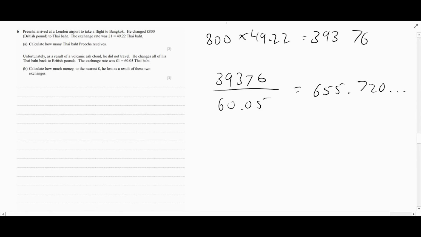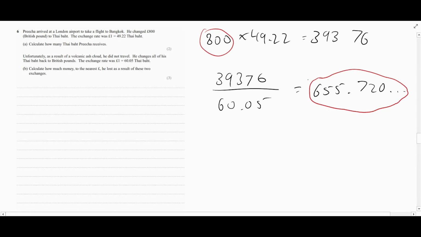So in this case, you have to realize that you're not taking away this number, because this is the amount in Thai baht. Instead, you have to calculate your original number of pounds that you started off with, which is 800. So you take your 800, you have your new value, the amount you started off with, and the amount you lost is just subtracting one from the other.